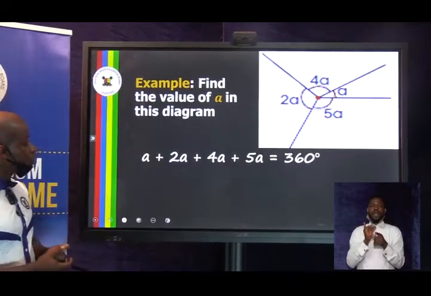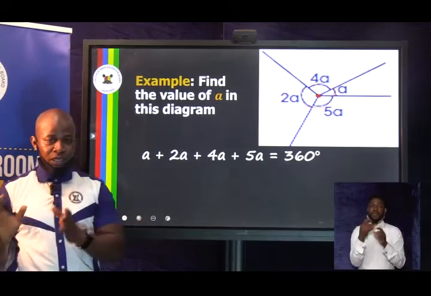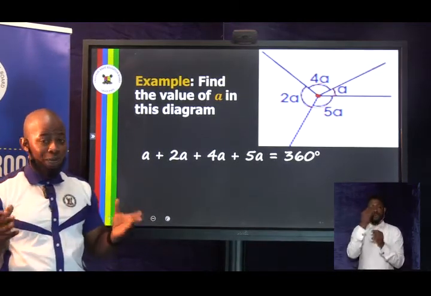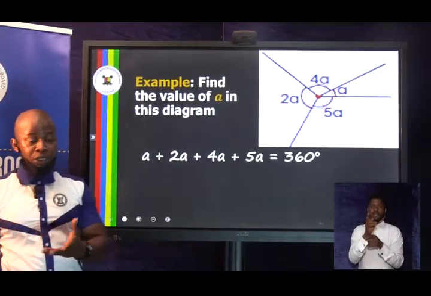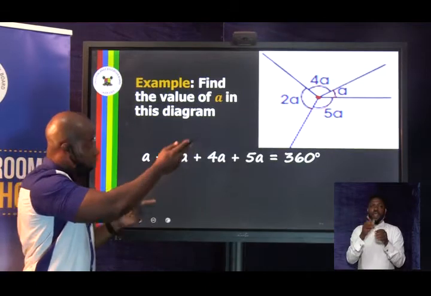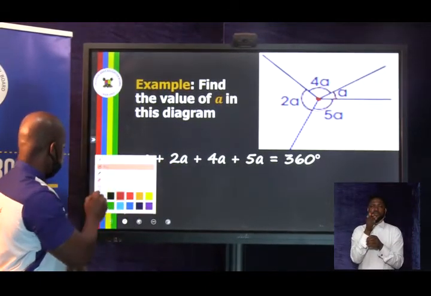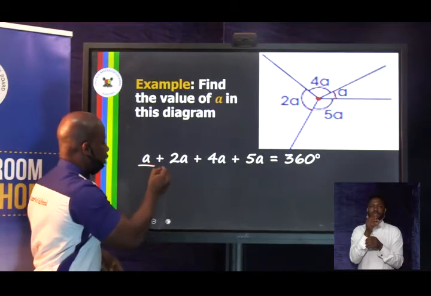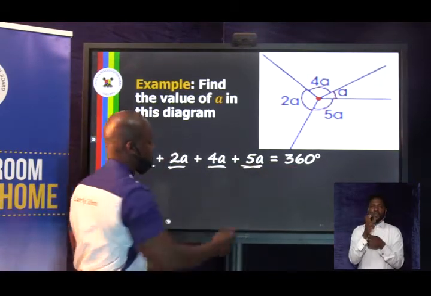So let's see how this is done. So I'll just add all the angles. Like I always say, do not be afraid of the numbers. Stick with what you know. And what you know is that if you add all the angles around a point, you will get 360. So add all the 4 angles around that point. A is there. 2A is there. 4A is there, 5A is there, you have 360.